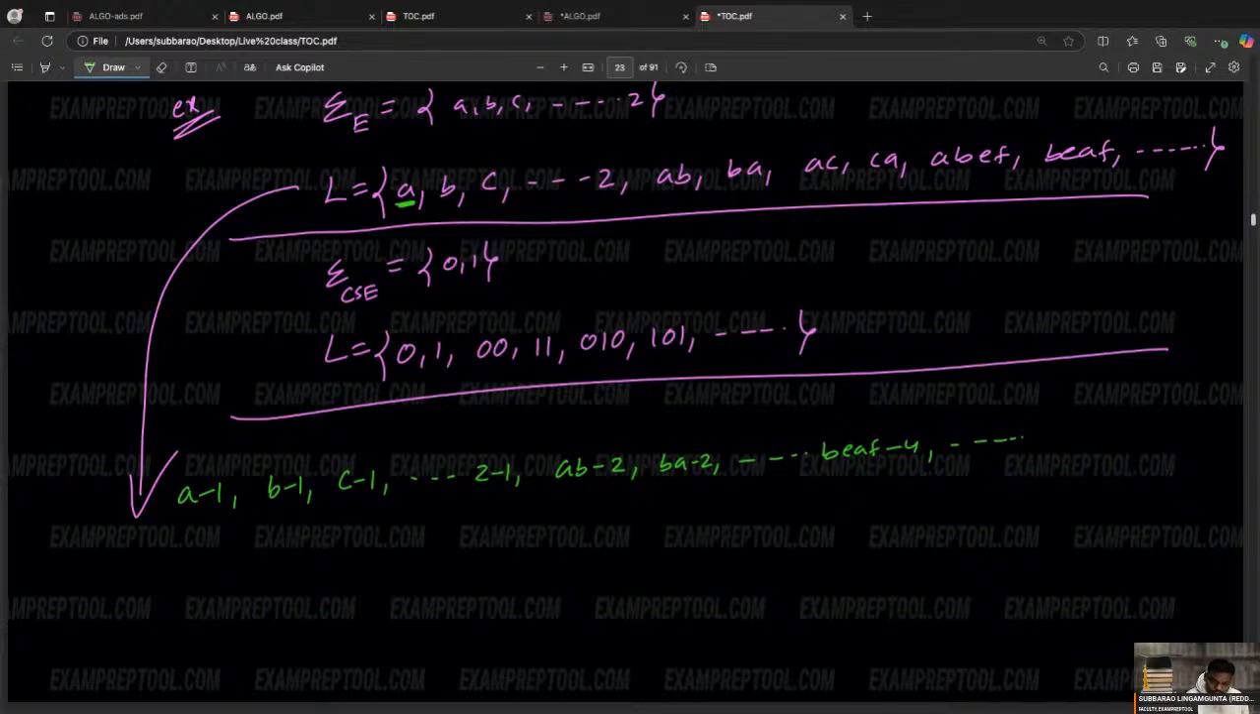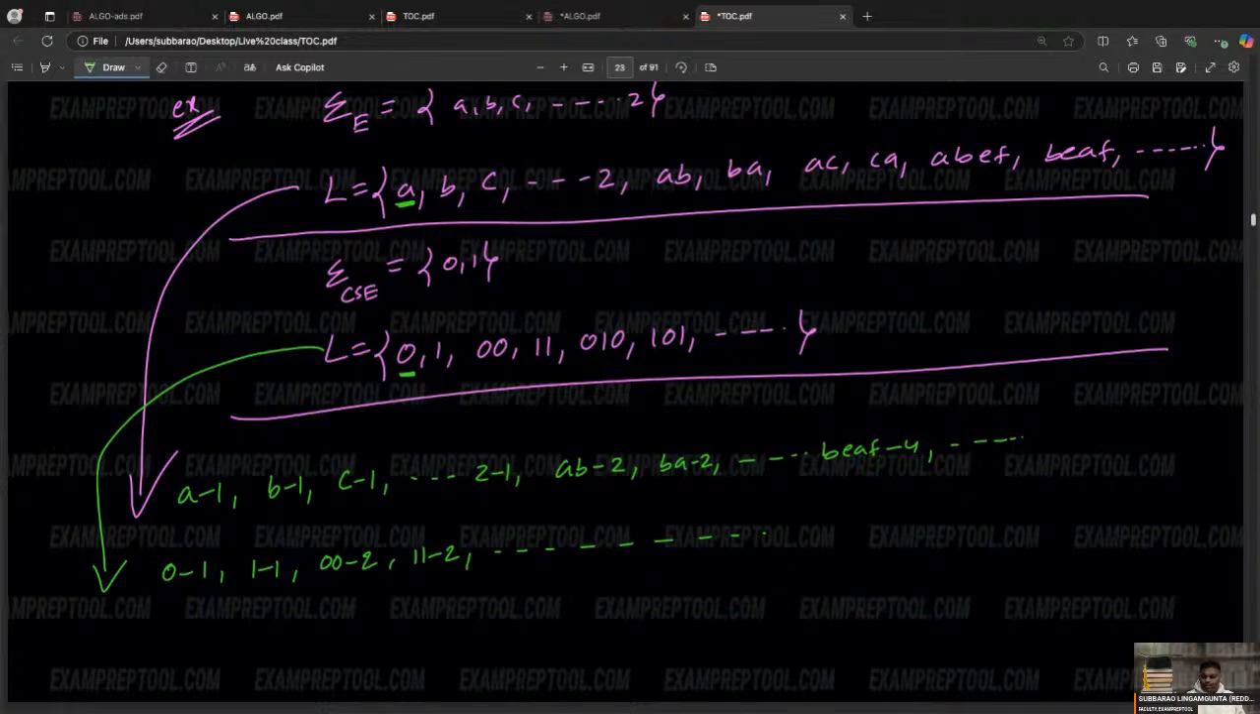Next one. Now, if you observe clearly, let's go to L. If you see this language, every string has some length. The string 0 has length 1, the string 1 has length 1, double 0 has length 2, double 1 has length 2, and so on. So like that, all are fine.